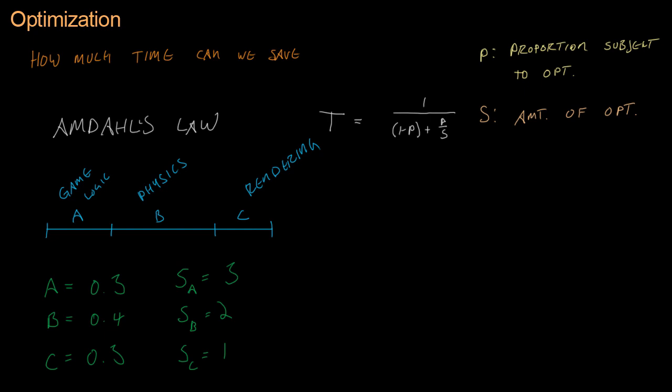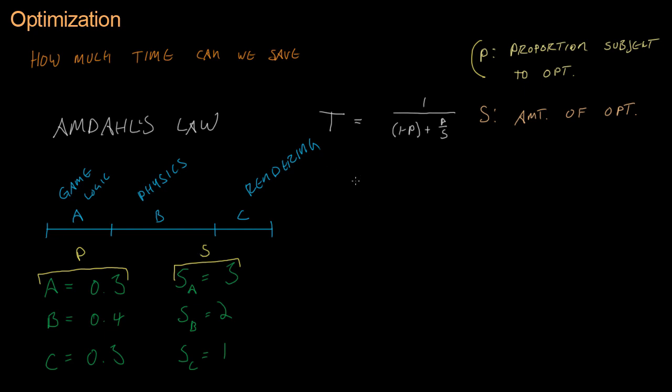And so this on the left is going to be our P. Okay, that's going to go into the P parameter of our formula, and these on the right, you guessed it, they are your S's. They're going to go into the S parameter in our formula.